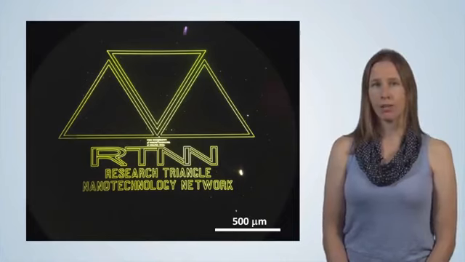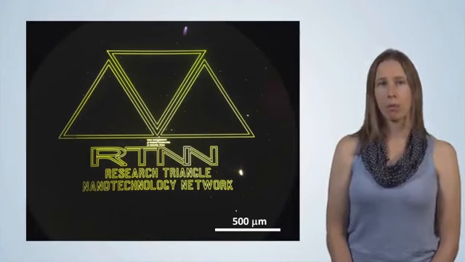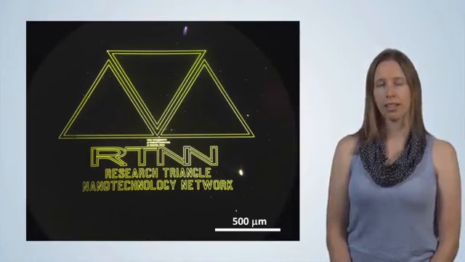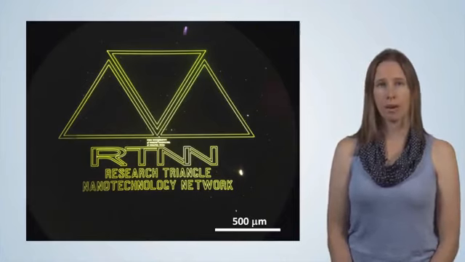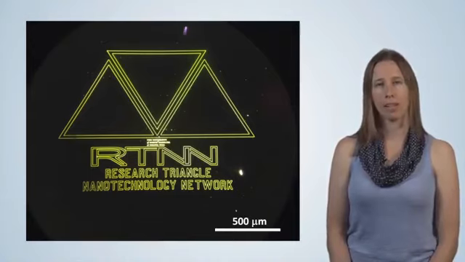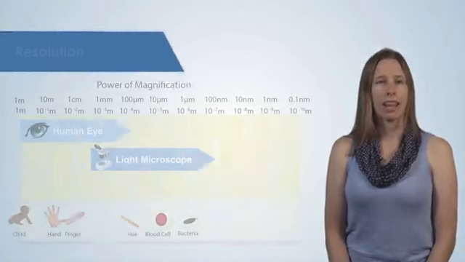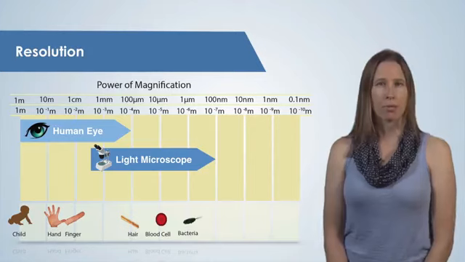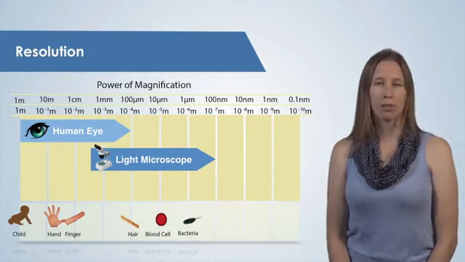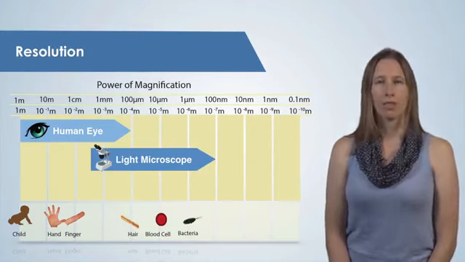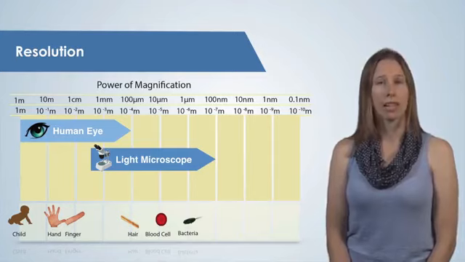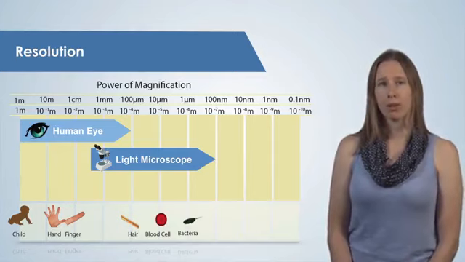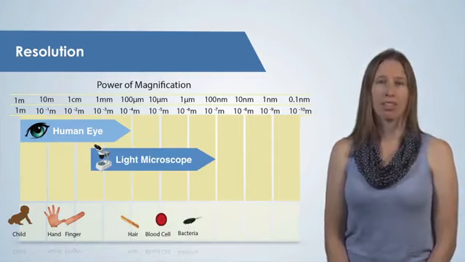The RTNN logo in this image is about 1.5 millimeters wide, but the features within it are much smaller. Each letter at the bottom of the logo is about 50 microns wide. As you can imagine, light microscopes opened up a new way for people to look at small things. The human eye can only see things as small as about 0.1 millimeters, or the width of a human hair. Light microscopes allow us to see much smaller things.